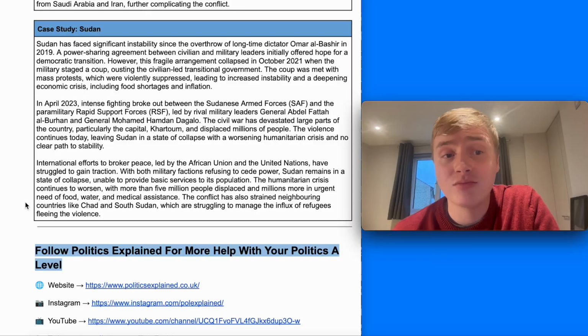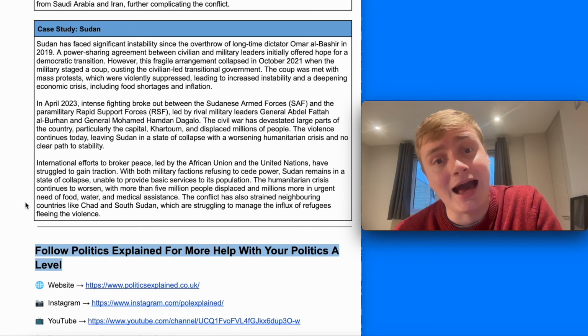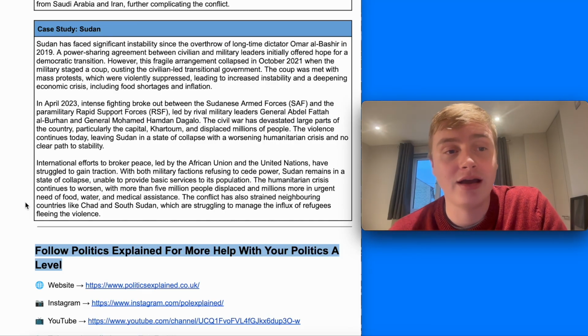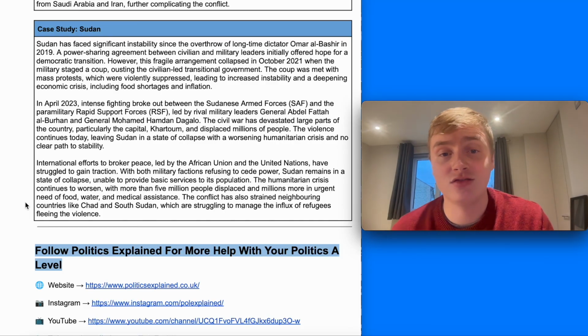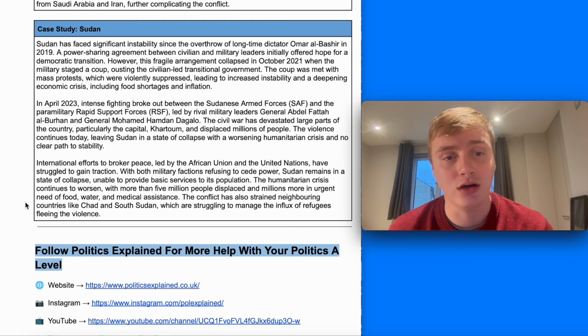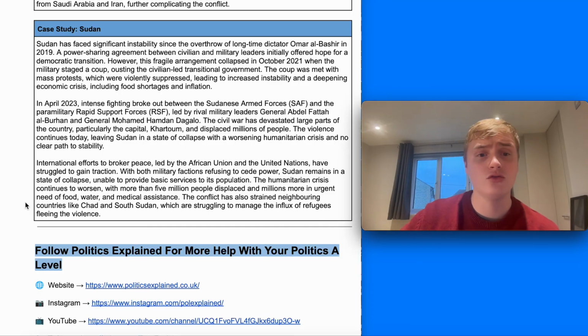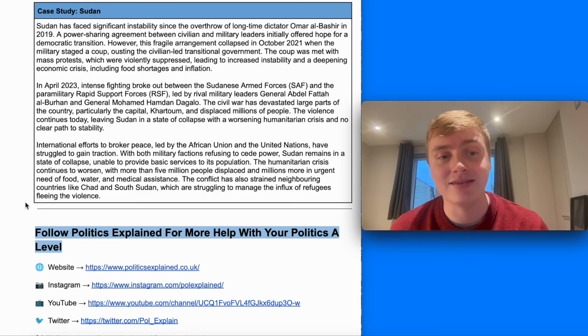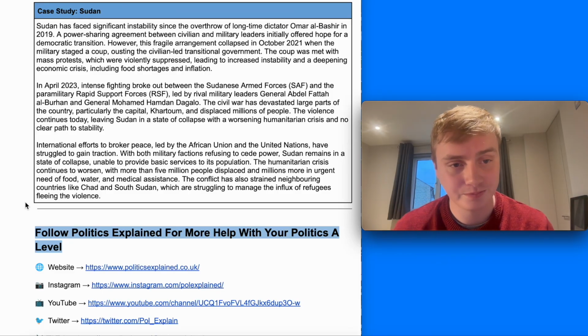This was met with mass protests, which were violently suppressed, and then eventually in April 2023, a civil war began, with a breakout in fighting between the Sudanese armed forces and the RSF, the Rapid Support Forces, led by rival military leaders. It's devastated large parts of the country, including the capital Khartoum, and displaced millions of people, and the violence continues today. International efforts to broker peace have struggled to gain traction, and it remains in a state of collapse, unable to provide basic services to the population as it's in a state of civil war.